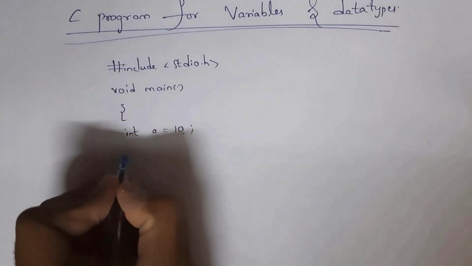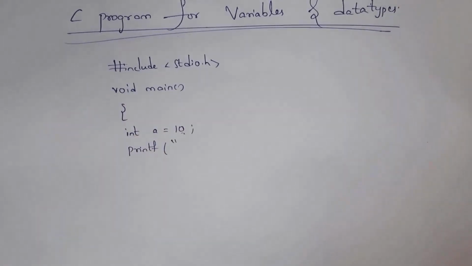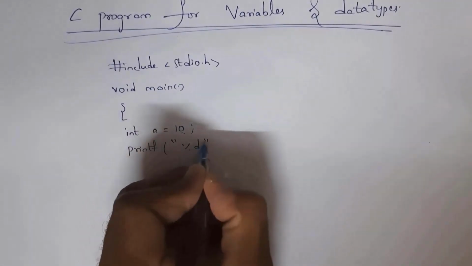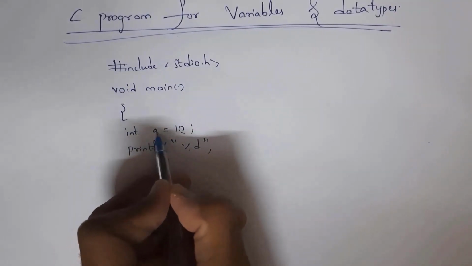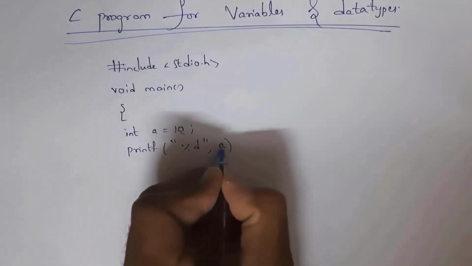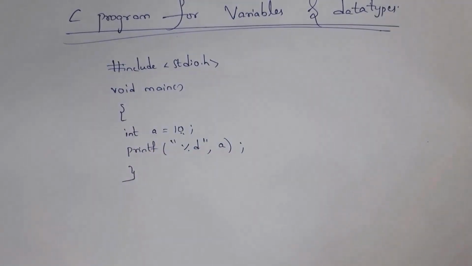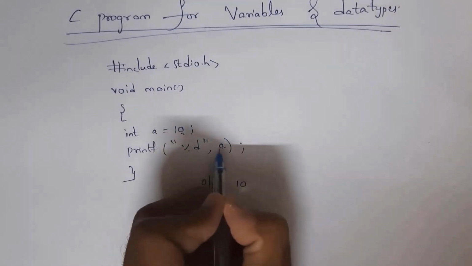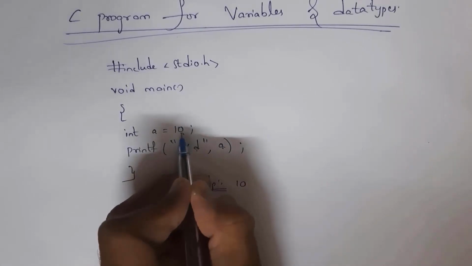For that purpose I need to write printf. As I already said before, for integer values you need to use format specifier %d. So in double quotations you need to write %d, close double quotations, comma, value 10 is present in variable a. So you need to give here a, close bracket, semicolon, close curly bracket. Whenever you execute this program, then you will get output as 10, because the integer value which is present in variable a will be generated as output. So I will get output as 10.